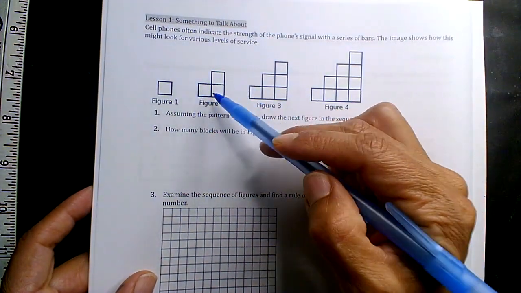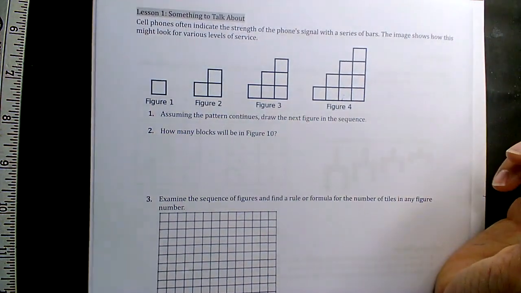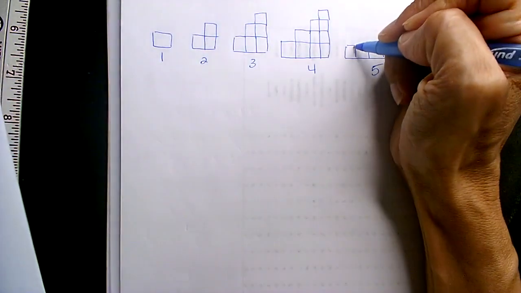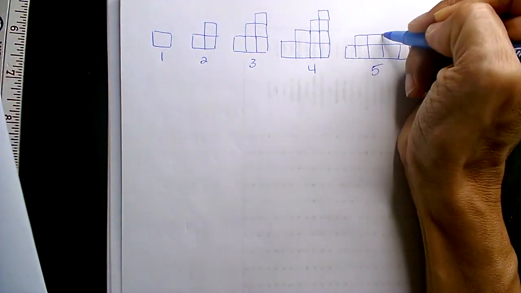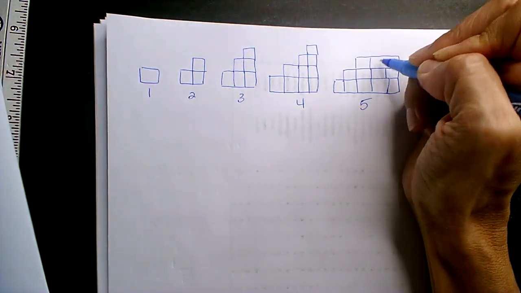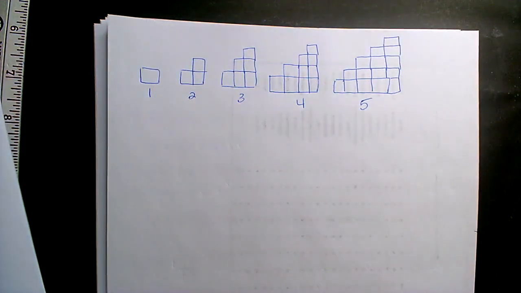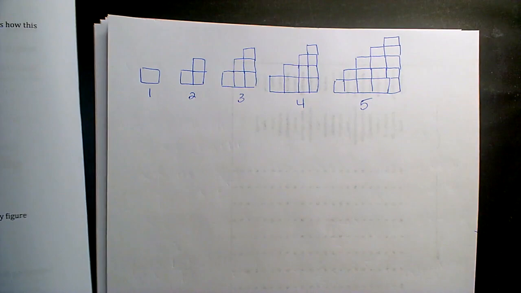It's 1, then 2, 1, then 3, 2, 1, then 4, 3, 2, 1, right? So I'm going to go 5, 4, 3, 2, 1. Okay, so, assuming the pattern continues, draw the next figure in the sequence.